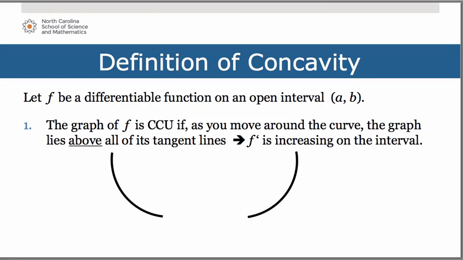Let f be a differentiable function on an open interval from a to b. We say that the graph of f is concave up if, as you move around the curve, the graph lies above all of its tangent lines, meaning that f prime is increasing on the interval. So let me draw you a picture.